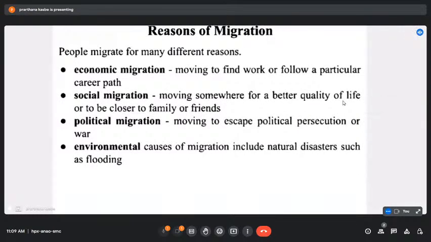So what are the main reasons behind migration? People migrate for many different reasons. The first one is economic migration: moving to find work or follow a particular career path. That is economic migration.